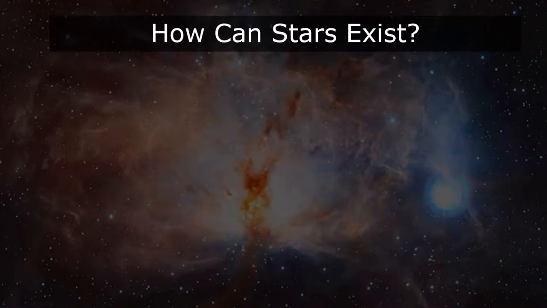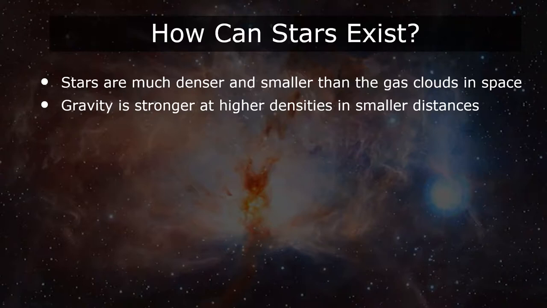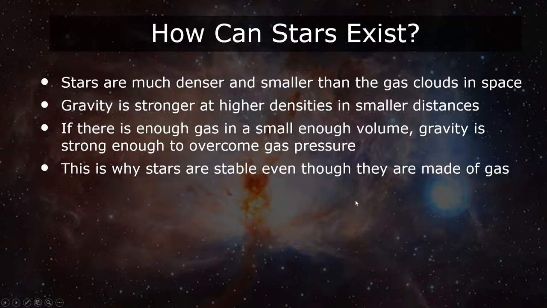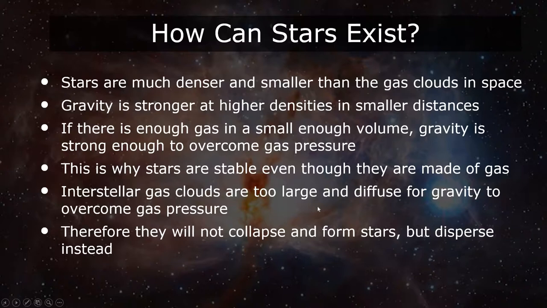So then you may ask, if this gas is dispersing and not collapsing into stars, how can stars exist? Stars are much denser, and they're smaller than the gas clouds in space. Gravity is stronger when you have high densities and smaller distances. If there's enough gas in a small enough volume, gravity is strong enough to overcome gas pressure. This is why stars are stable, though they're made of gas. Interstellar gas clouds are too large and diffuse for gravity to overcome gas pressure. Therefore, they will not collapse and form stars, but disperse instead.